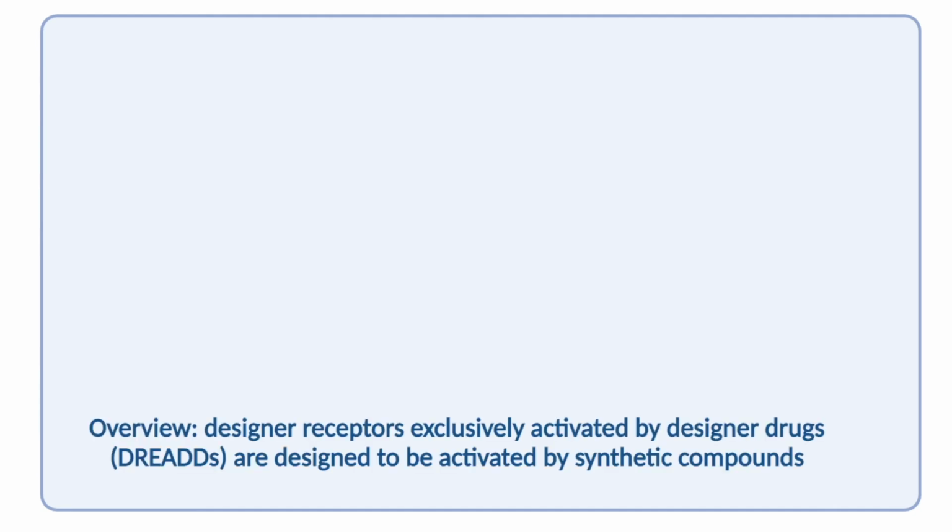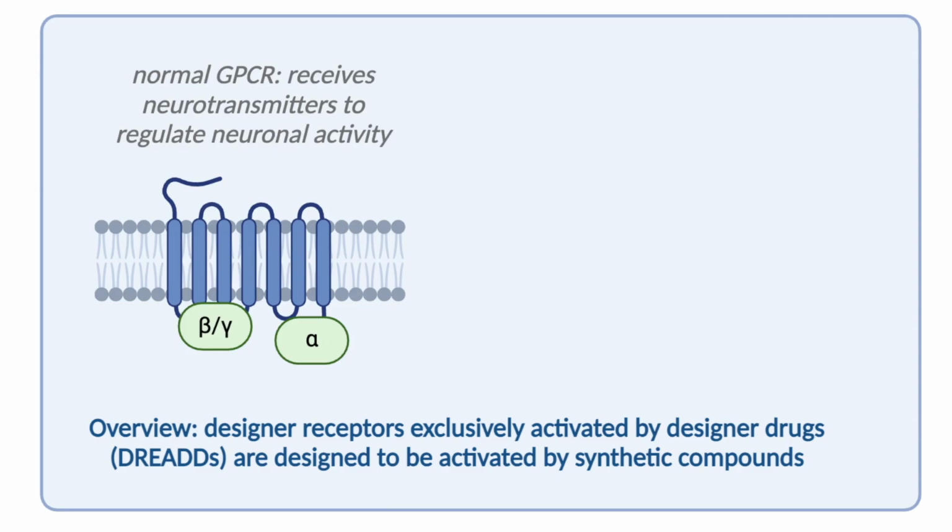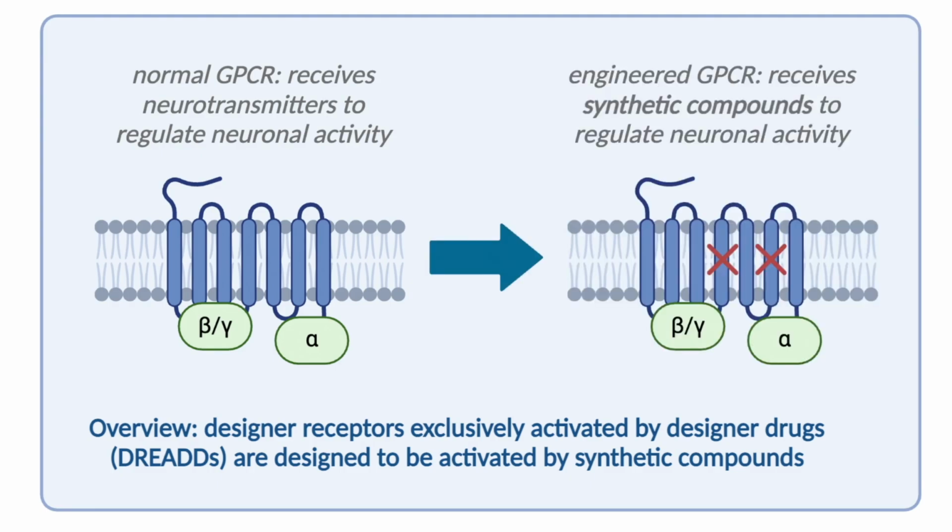These are engineered versions of G protein coupled receptors, GPCRs. Proteins that sit on the cell membrane and normally respond to natural neurotransmitters like acetylcholine. In chemogenetics, these receptors are modified to no longer bind natural ligands. Instead, they are designed to be activated only by synthetic compounds that don't naturally occur in the body.